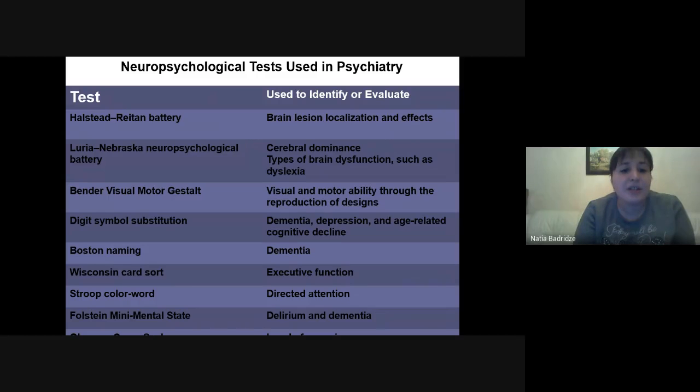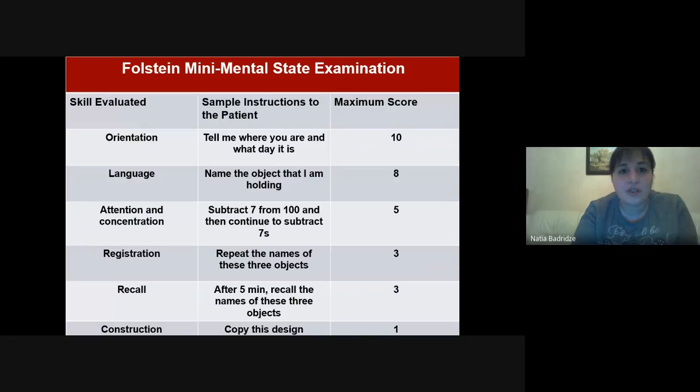Folstein mini mental state, as I already mentioned, is for delirium and dementia, and the Glasgow Coma Scale is for identifying the level of consciousness. So now I would like to give you an example of the Folstein mini mental state examination. What we are measuring by this examination is skill, by giving instructions to a patient, and of course we are giving the maximum score. The different skills are evaluated by this mental state examination.